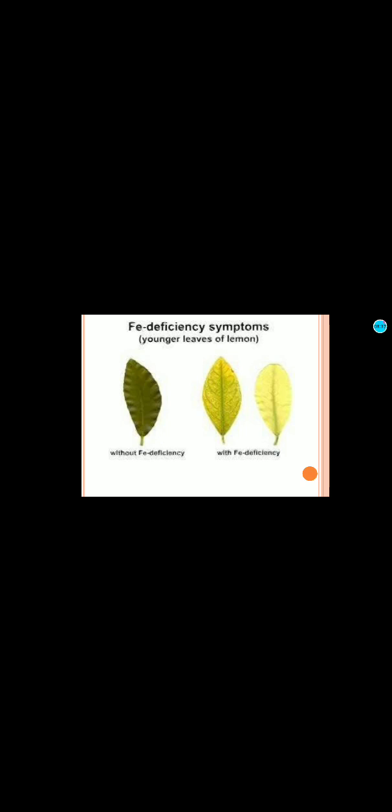This plant shows deficiency symptoms. It shows interveinal chlorosis, then scorching of leaf margins, then growth of the plant is poor, and dry matter accumulation is adversely affected. Then manganese functions as a part of certain enzyme systems.